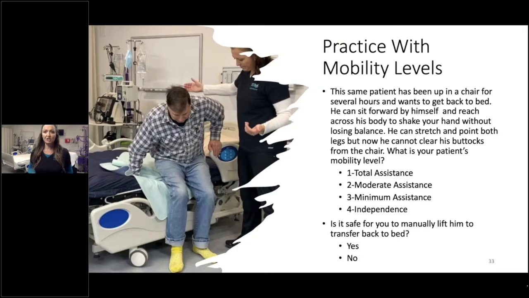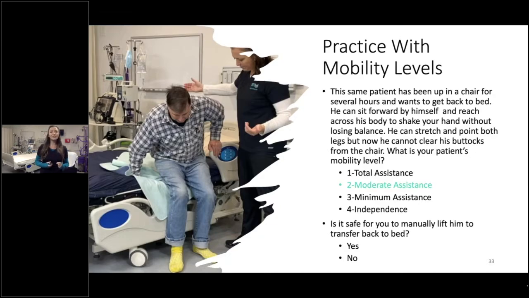The same patient has been up in a chair for several hours. Remember, he was minimal assist this morning. He wants to go back to bed. He can sit forward by himself. He can clear his back away from the chair. He can reach across his body to shake your hand without losing balance. He can stretch and point both legs. But when you ask him to stand, he cannot clear his bottom. What is his mobility level now?